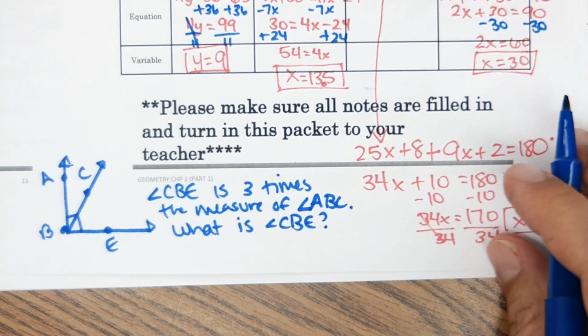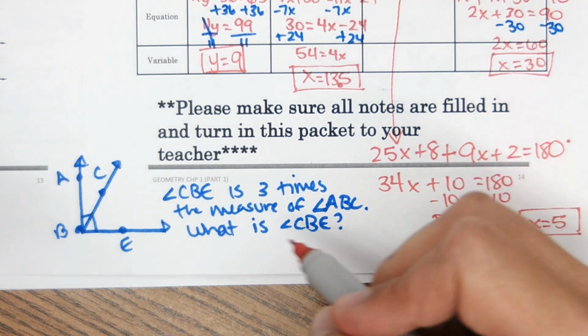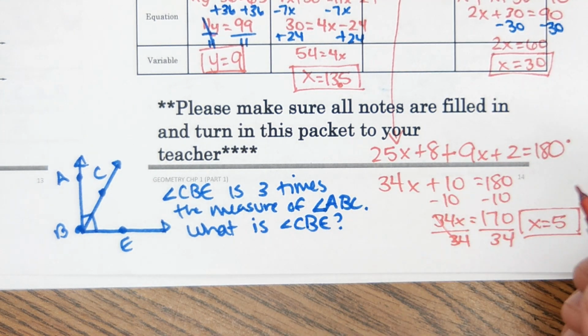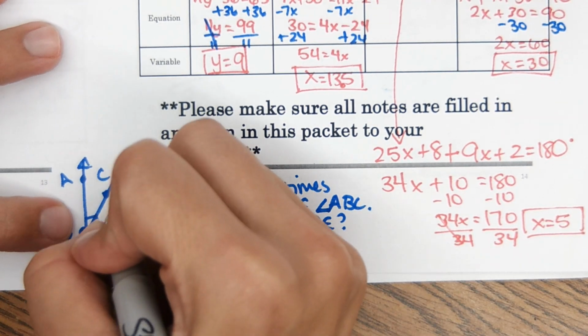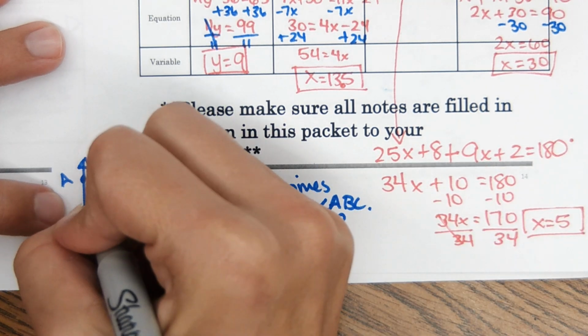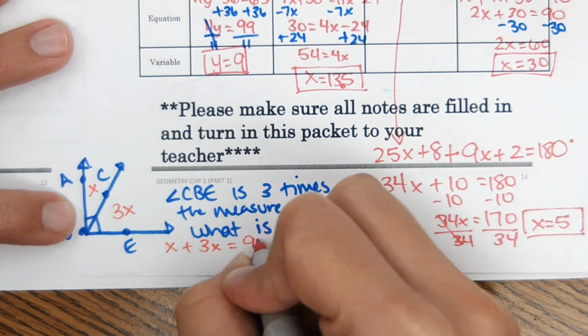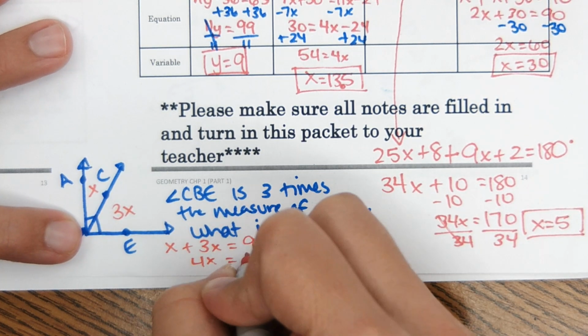So for this one, there's different ways to do it. I'm sure some of you who are really smart already figured it out. But one way to do it that's pretty easy is say, okay, if this is 3 times the size of this, just call this 3x and call this x. And then x plus 3x equals 90. And then you can solve it like that.